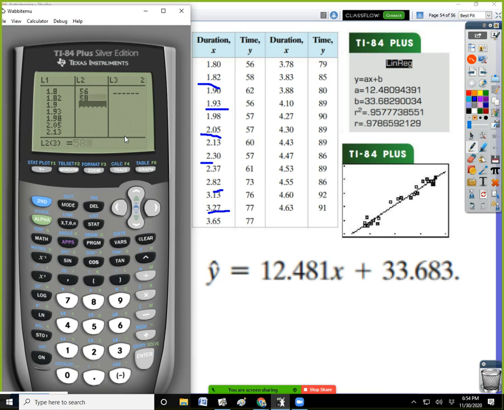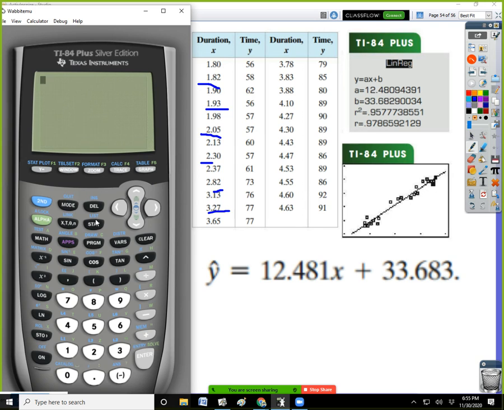56, 58, 62, 56, 57, 57, 60, 57, 61, 73, 76, 77, 77, 79, 85, 80, 89, 90, 89, 89, 86. Man, I suck at typing tonight. 89, 86, 92, and 91. Oh my God, they're the same length.